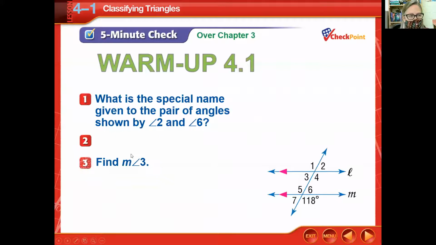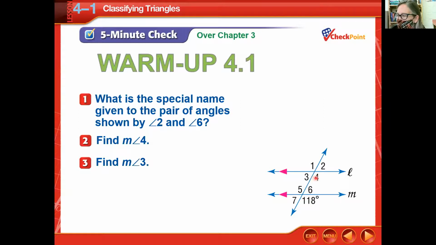I have 3 warm-ups here. For number 1, it's just a review, and it's not mandatory to write them down. Angle 2 and angle 6 are corresponding angles, because remember that 3, 4, 5, and 6 are interior angles, between the 2 parallel lines. The transversal is here, and angle 2 and 6 are both on the right side of the transversal, and both above the 2 lines that were intersected by it.